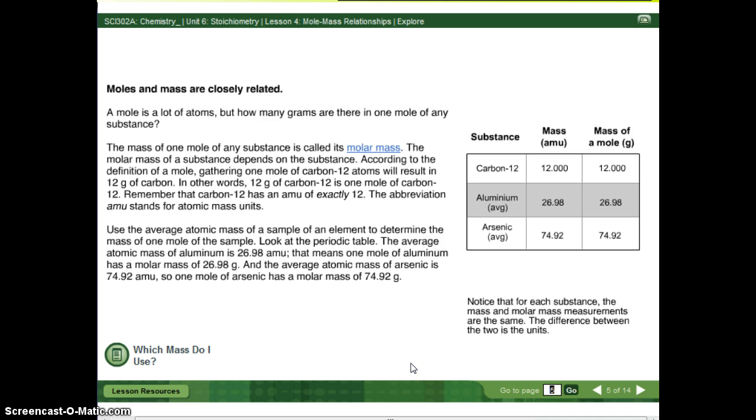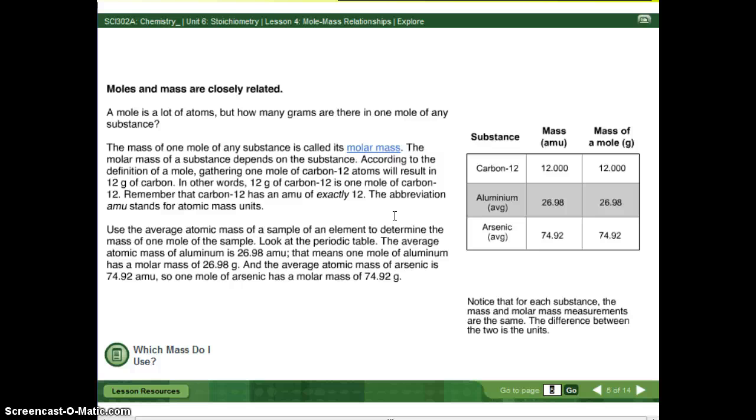Moles and mass are closely related. A mole is a lot of atoms, but how many grams are there in 1 mole of any substance? The mass of 1 mole of any substance is called its molar mass. Okay, so the mass of a mole. The mass of the mole is the molar mass. The molar mass, or the mass of 1 mole of something, depends on the substance. So remember how I said a dozen eggs weighs less than a dozen cars? Same idea. A mole of eggs would weigh less than a mole of cars.